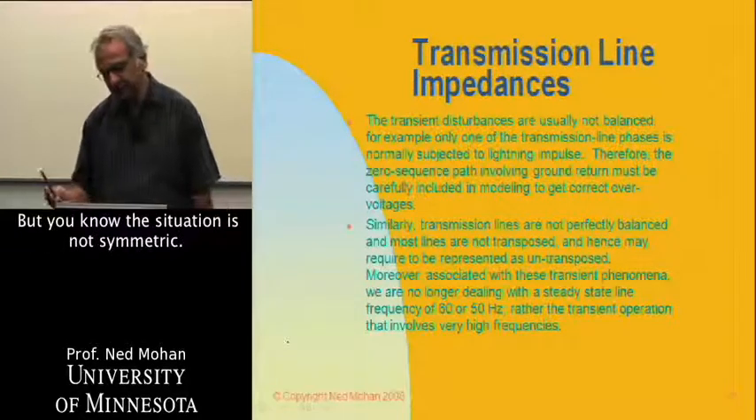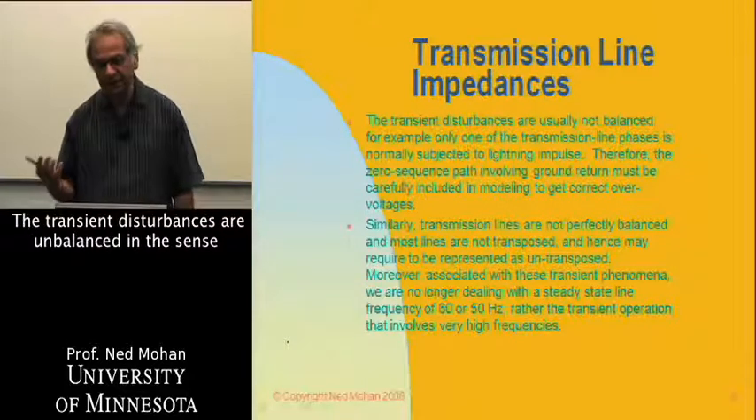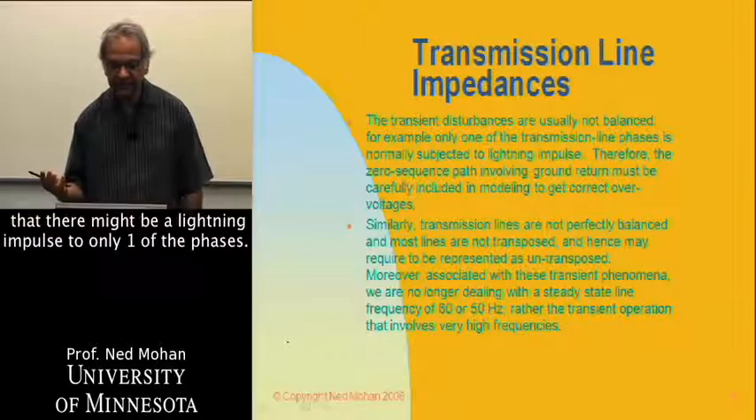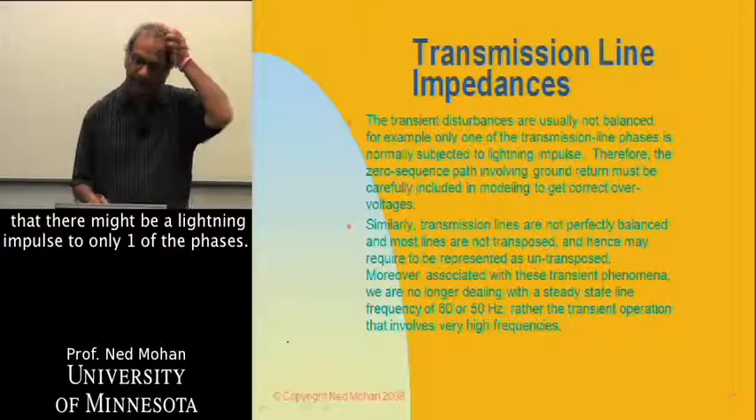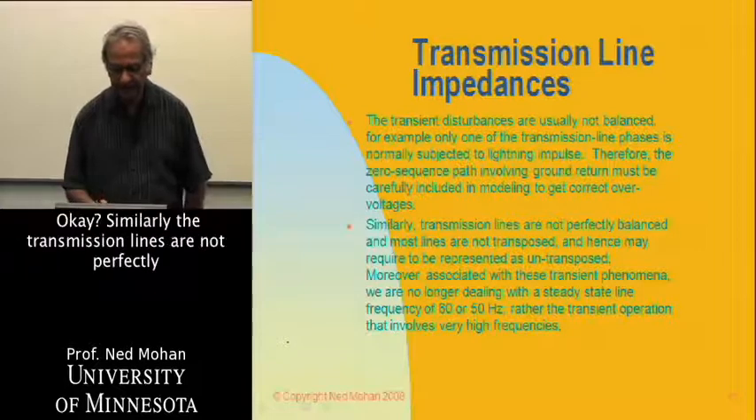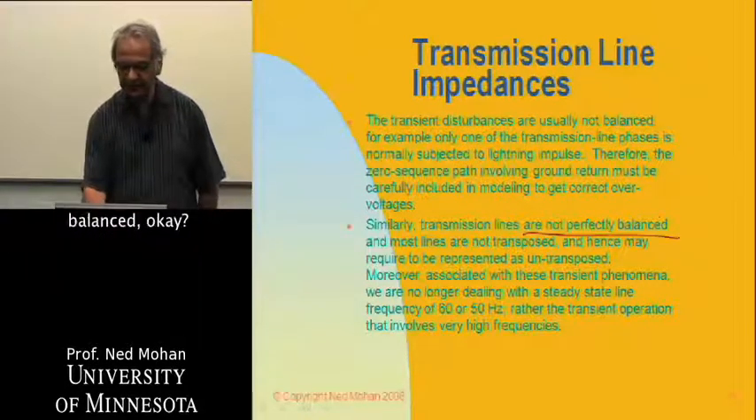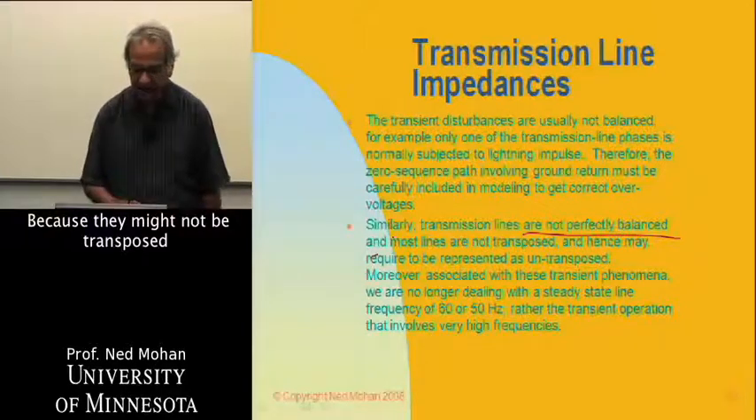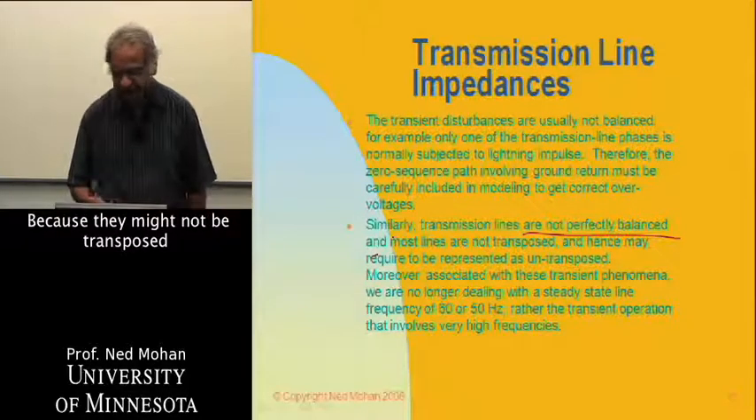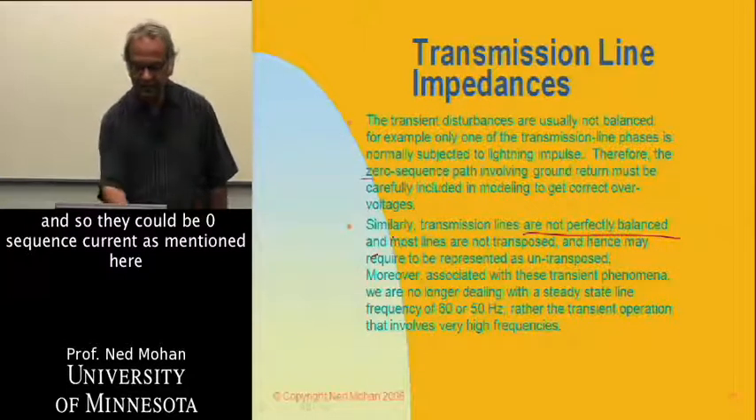But the situation is not symmetric. The transient disturbances are unbalanced in the sense that there may be a lightning impulse to only one of the phases. Similarly, the transmission lines are not perfectly balanced, because they may not be transposed, and so there could be a zero sequence current here, as mentioned.